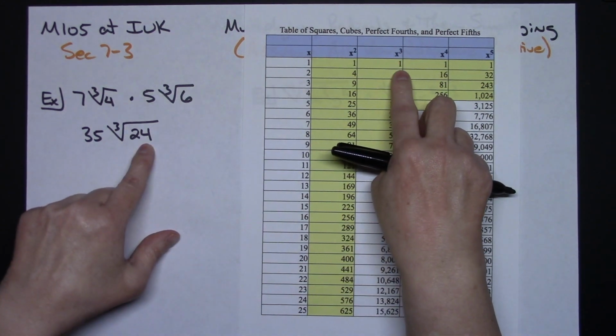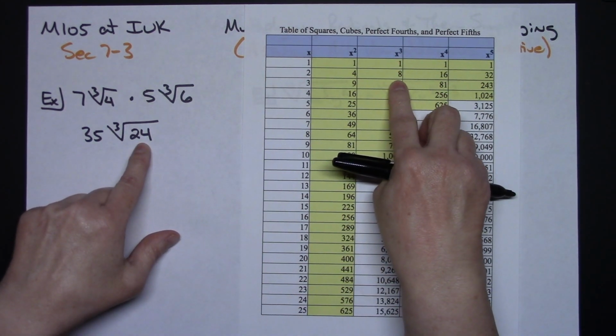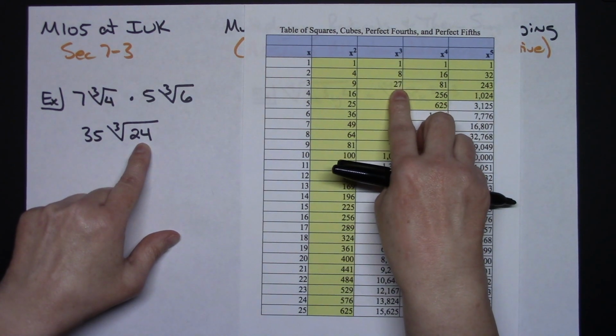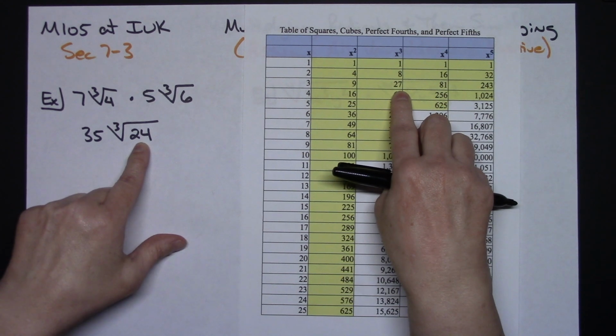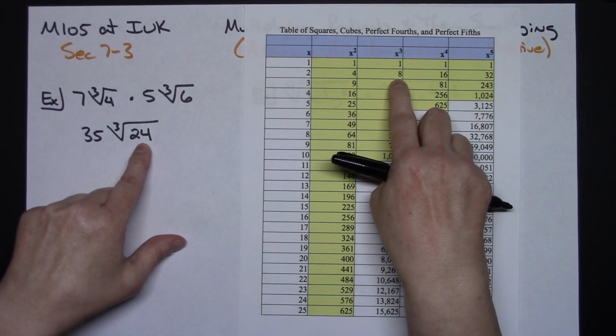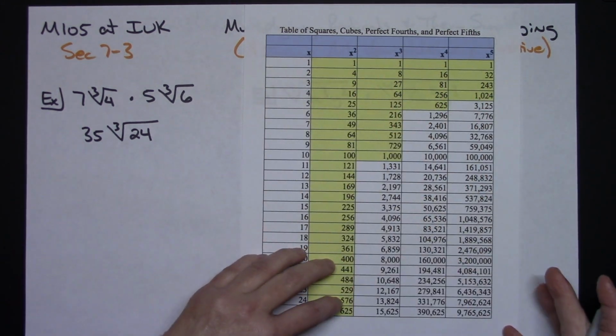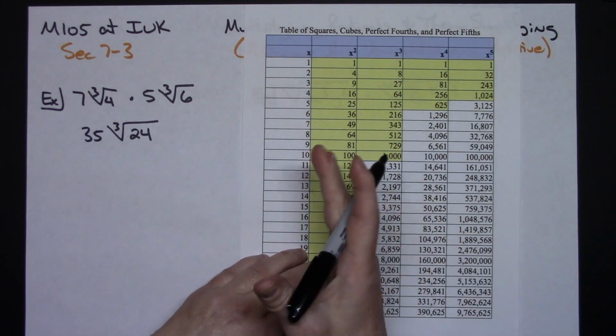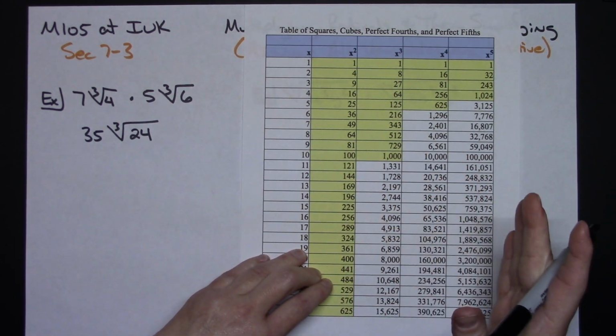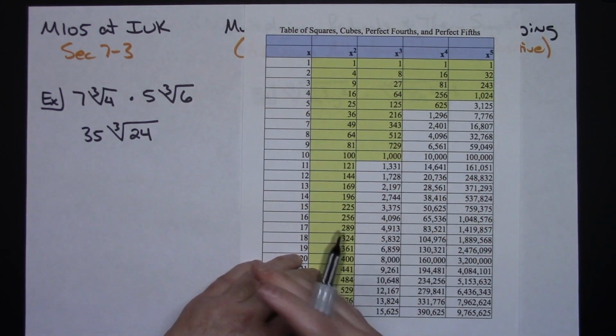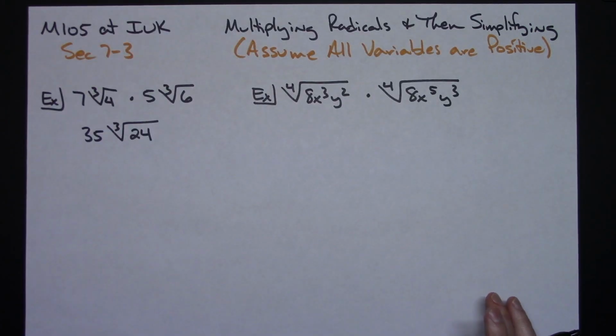24 divided by 1, yes it does. 24 divided by 8, yes it does. And then 27. Now 27 is my next perfect cube, and it's bigger than 24. So that means that the biggest perfect cube that goes into 24 is 8. If you're not in my classes, then obviously you can download this chart just off the internet. All it is is perfect squares, cubes, perfect fourths, perfect fifths. It makes simplifying your roots a little bit easier.